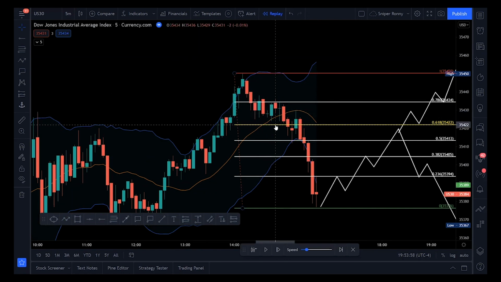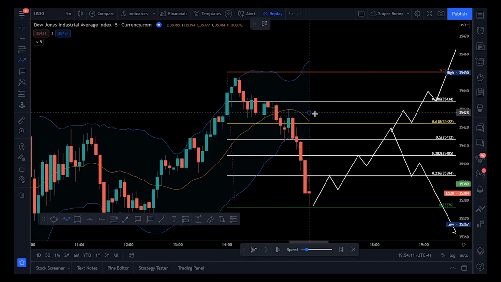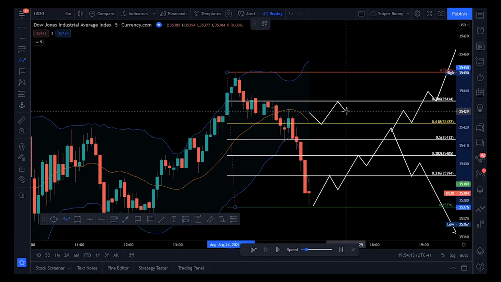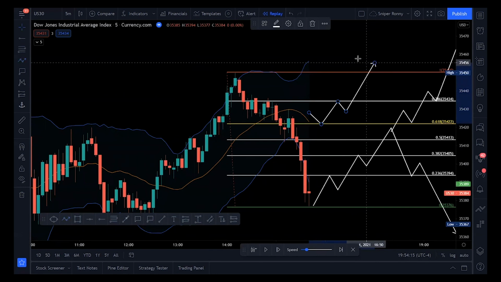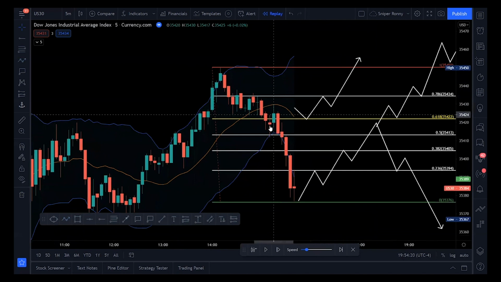Next area it's going to come down to is the 618. This is where we want to see some nice buying momentum come in, and we're looking to hold this area. We're looking to come down and possibly hold here for some support like this, and then bounce back up, and we're looking for this direction. But we don't get it here. We don't get it.